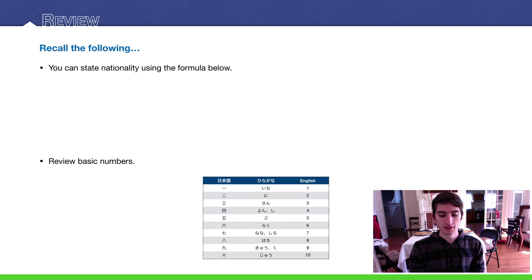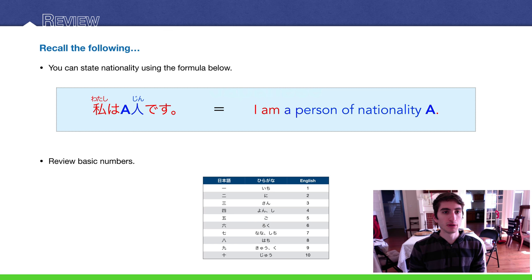We're going to review a little bit. We need to remember this formula, how to say that I am this nationality, a person of this country. 私は英人です。I am a person of nationality A.